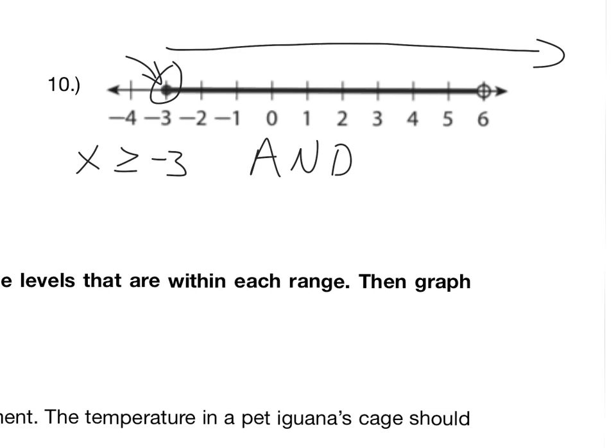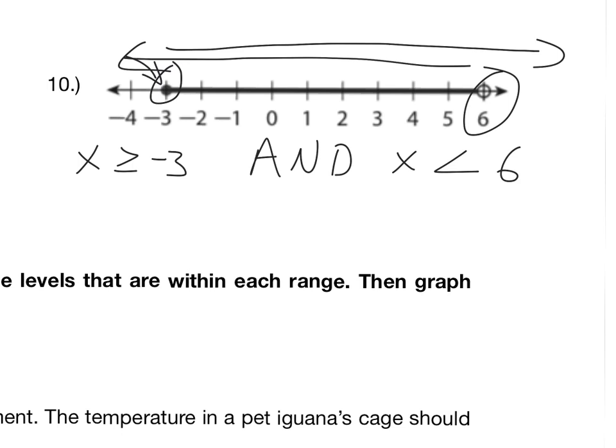Okay, and if we look at our other endpoint here, which is 6, what's going on at 6? We're going to the left. So that's going to mean x is less than 6, and it's less than here because we have an open circle, not less than or equal to. All right, or another way that you could have written this is -3 is less than or equal to x is less than 6, and that also would have been correct.